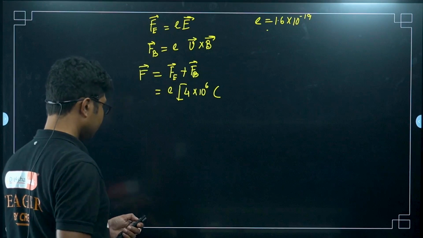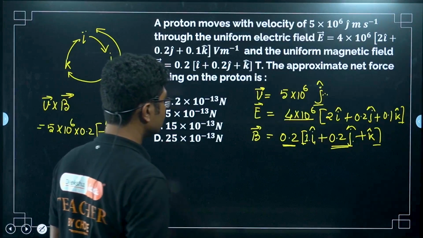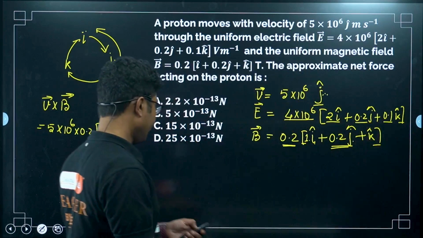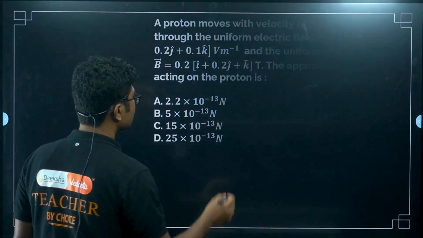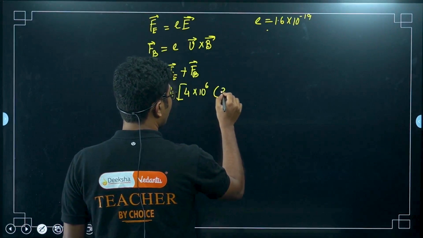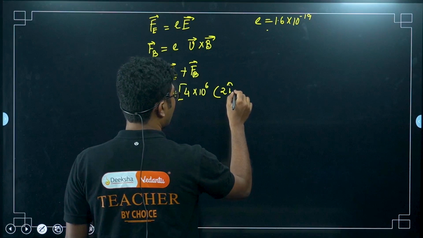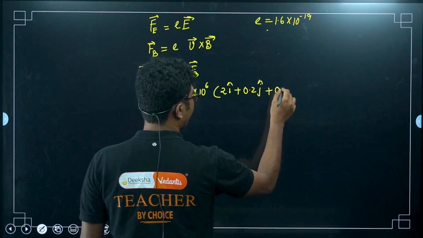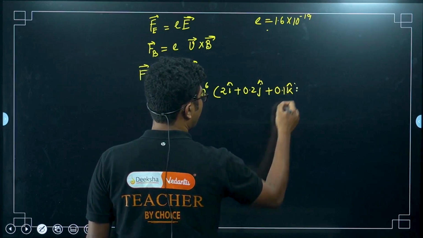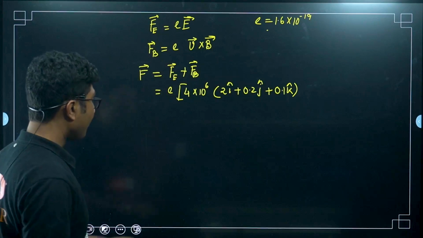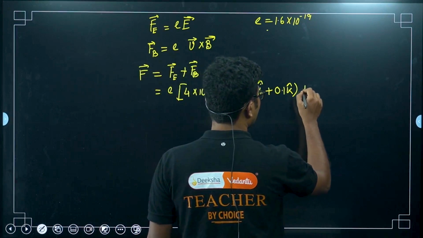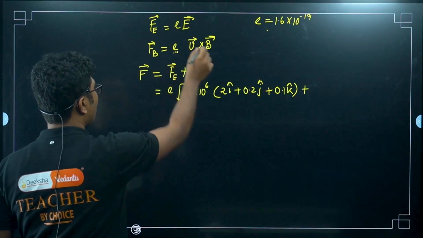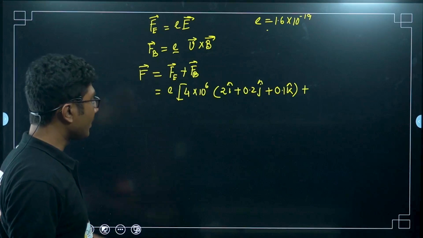Okay. 2 I cap, 0.2 J cap, 0.1 K cap. Okay. 2 I cap plus 0.2 J cap plus 0.1 K cap, right? Now, next is the magnetic force, V cross B. E we have taken common, right? So, only the V cross B value is what we are interested in.